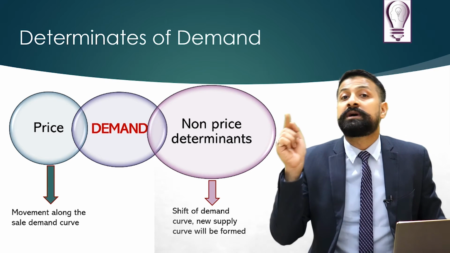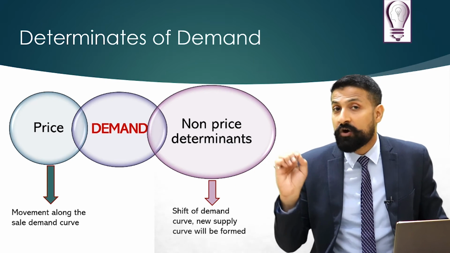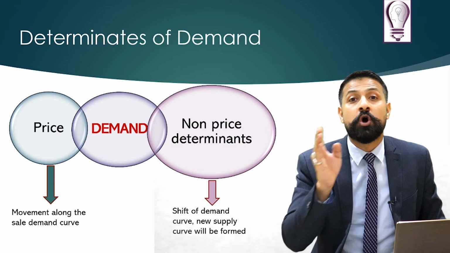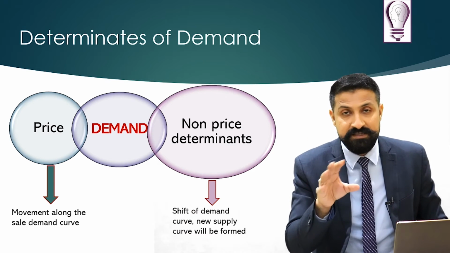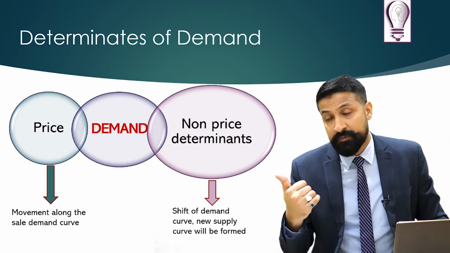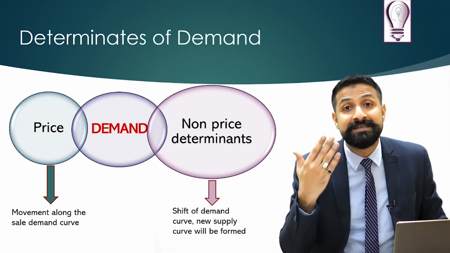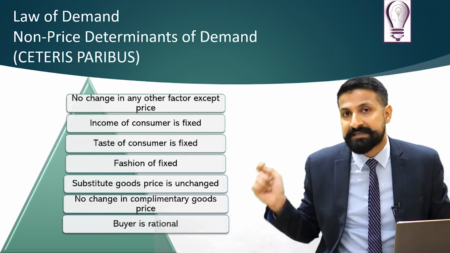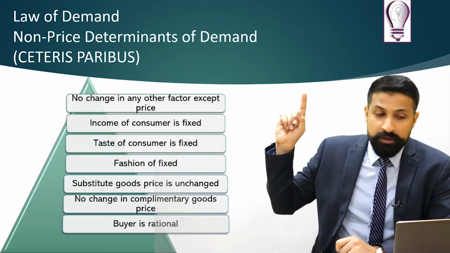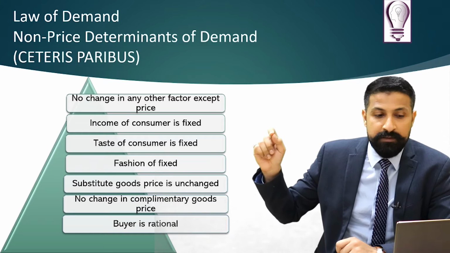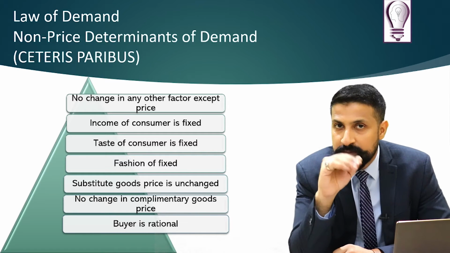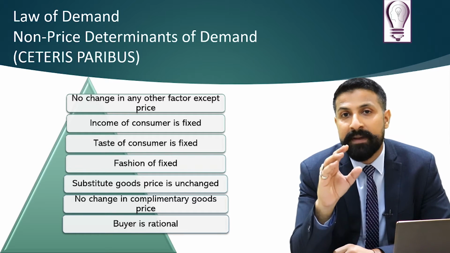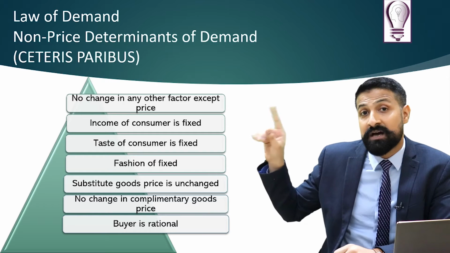They will not move. And that is the condition of ceteris paribus. And what are those non-price determinants? If any non-price determinant moves, then the demand law is over and there will be a shift of the demand curve. I will discuss this shift in the next video. But at the moment, you should understand what the non-price determinants are. Here we go. First of all, no change in any other variable except price. Price will move, all other variables will remain fixed. To prove your demand law, these conditions must apply.